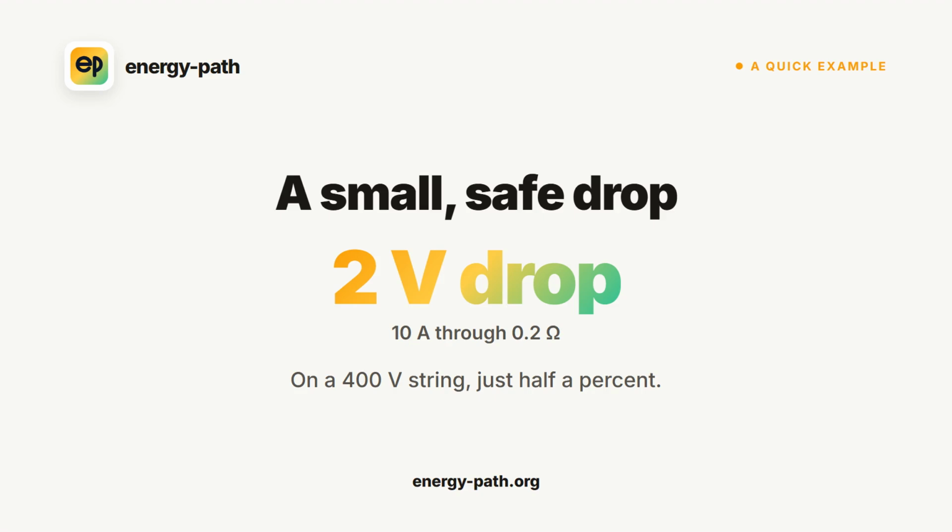A quick example. 10 amps through a cable of 1/5 of an ohm drops 2 volts. On a 400-volt string that is 0.5%, which is perfectly acceptable.